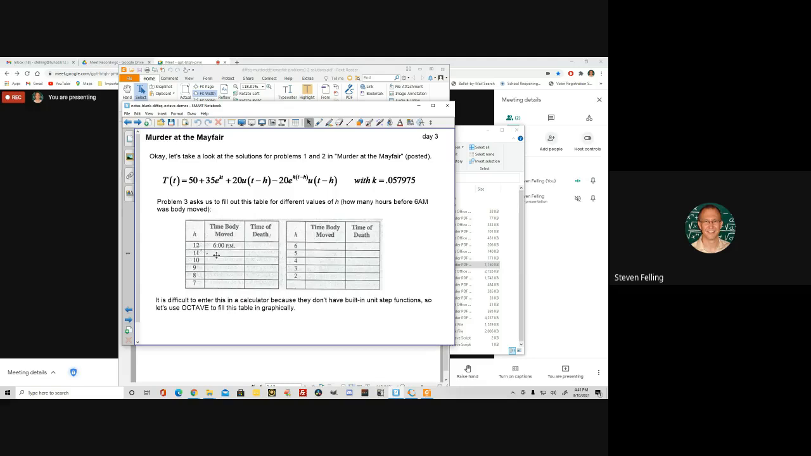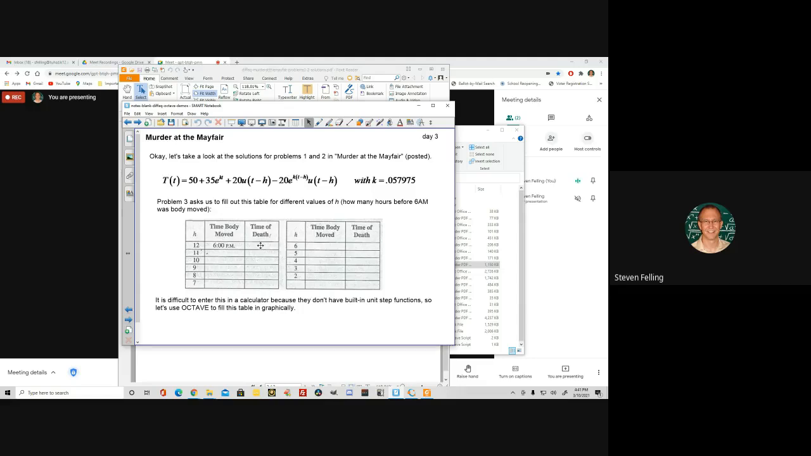So 11 would be 7 p.m. and 10 would be 8 p.m. and so on. And so we want to evaluate what the time of death would be by figuring out, okay, if we solve this differential equation, well, this is the solution to the differential equation. We plug in different h's and then plot the curves. We could see at what point, at what time, graphically, is the temperature 98.6.